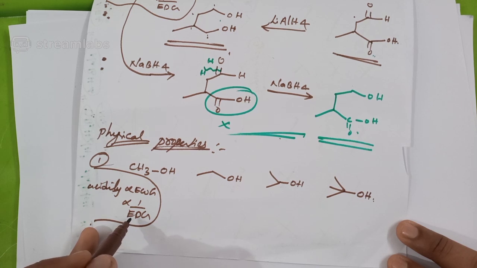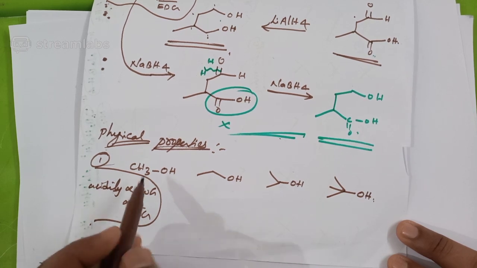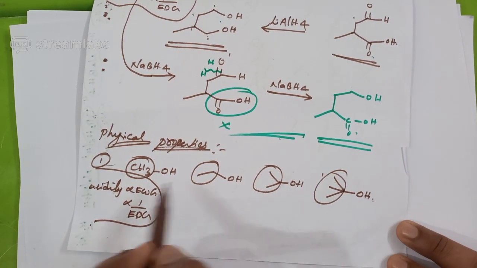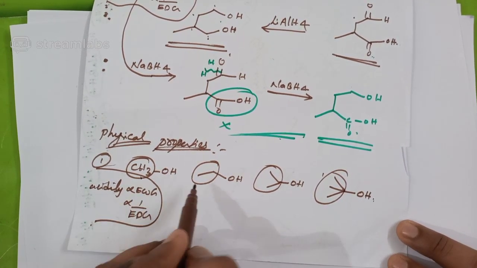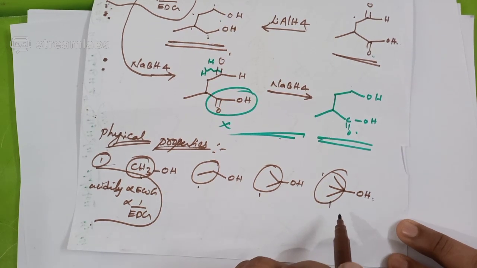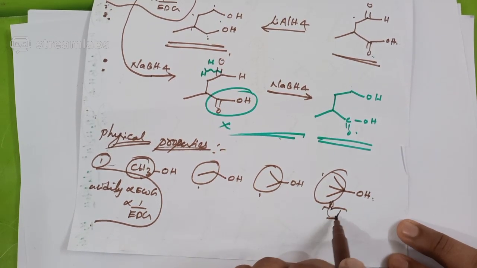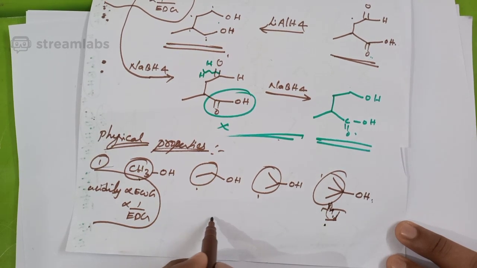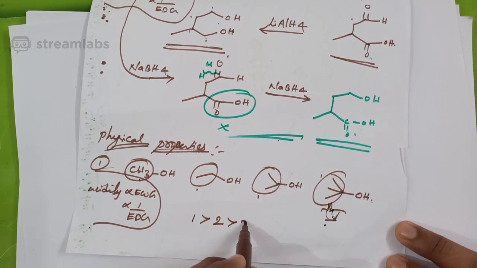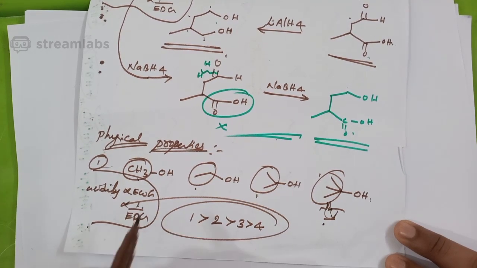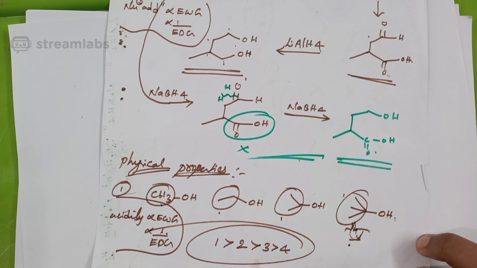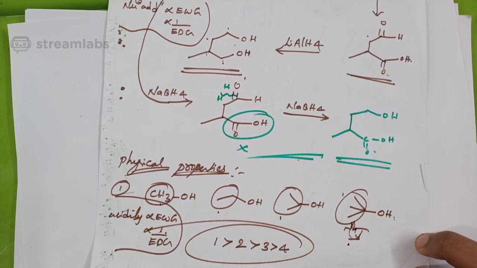So which groups are present here? Methyl, here ethyl, here isopropyl, here tertiary butyl. All are alcohols, but see, here 1 carbon, here 2, here 3, here 4. Where are there more plus I groups? Here. Plus I group means donating group. Donating groups are more, so acidity is less. So the answer is 1 greater than 2 greater than 3 greater than 4. Methanol is more acidic than ethanol, isopropyl, then tertiary butyl alcohol.